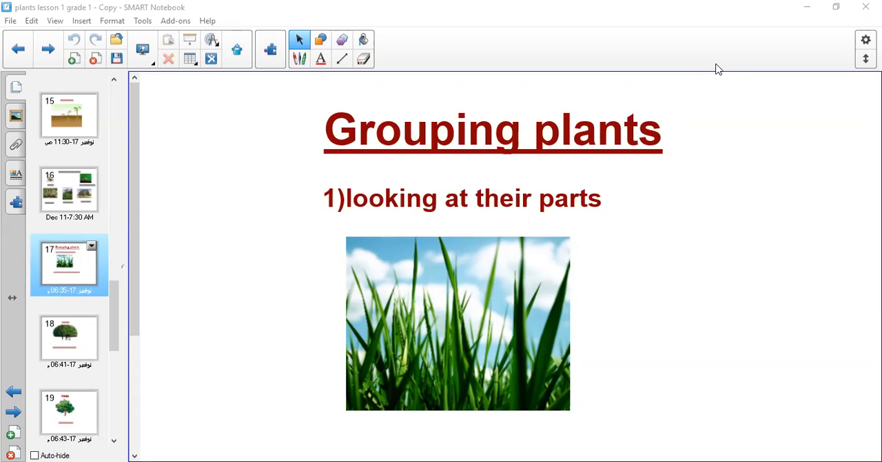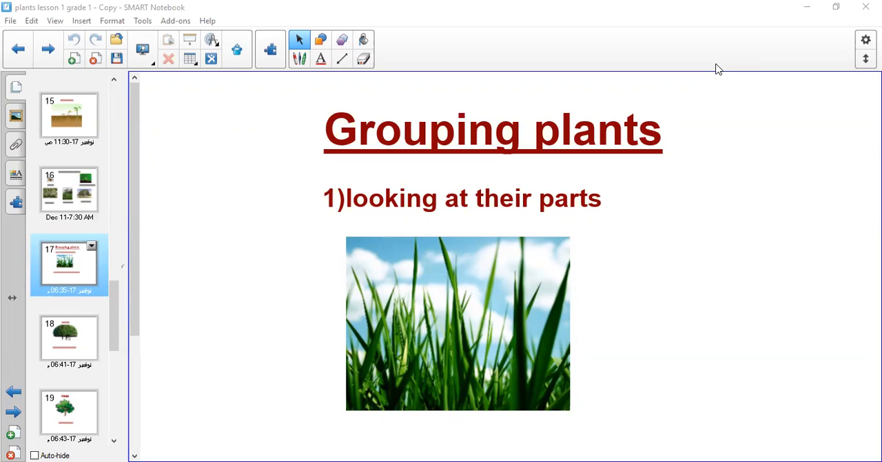Today, as I said, we will start with lesson 4 in chapter 2. It's about how we can group plants. Like when I'm asking you, how can I group my students in grade 1? You will tell me that we can divide them into 2 groups, boys and girls, right? Because we will do the same here with plants. How can we group plants? Can you guess?